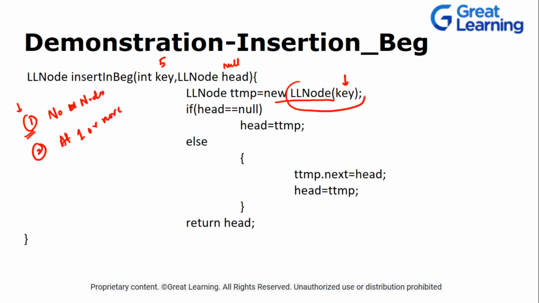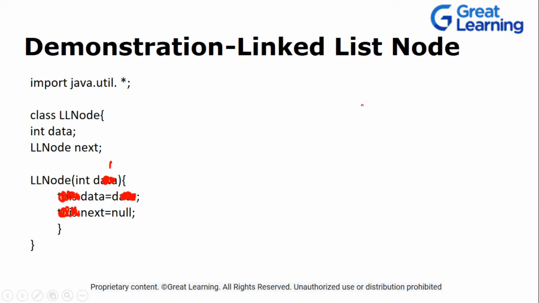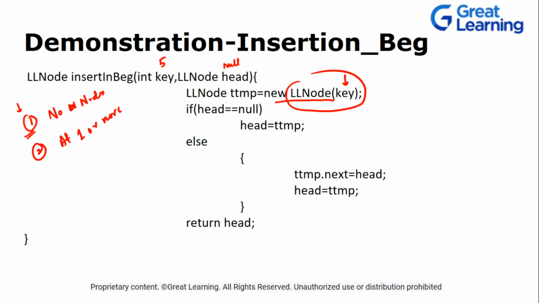Now what happens over here? Your constructor will be called, which we just saw. This constructor will be called, right? And now you will be creating one node which will have 5 in the data part, because this is the key, and this part will contain null. Why? Because of the constructor. Done. This step is done.